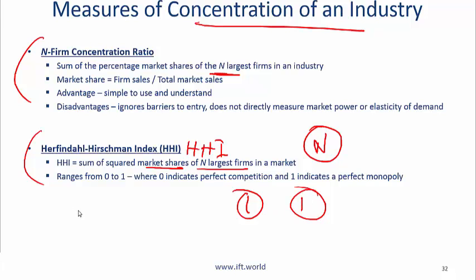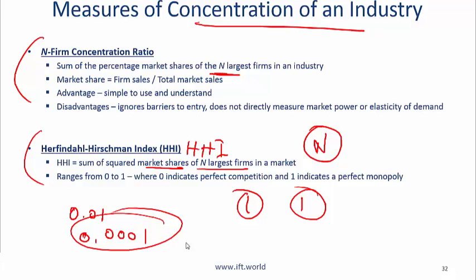If you have perfect competition with lots of small players, and let's say that the average player has a market share of 1%, so in decimal terms that's 0.01, you square that and you get 0.0001, and then even if you add 10 of the biggest firms, you will still be at only 0.001. So if you are close to 0, that means that the level of concentration is very low. High competition means low concentration, and low competition means high concentration.